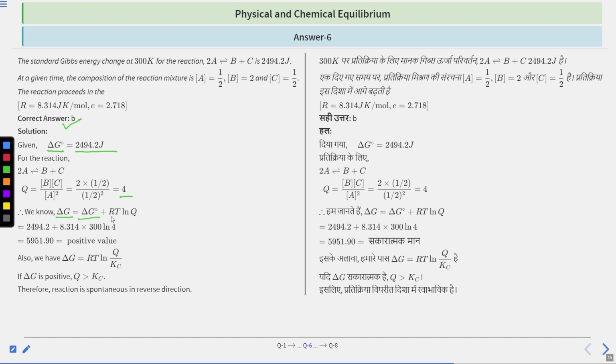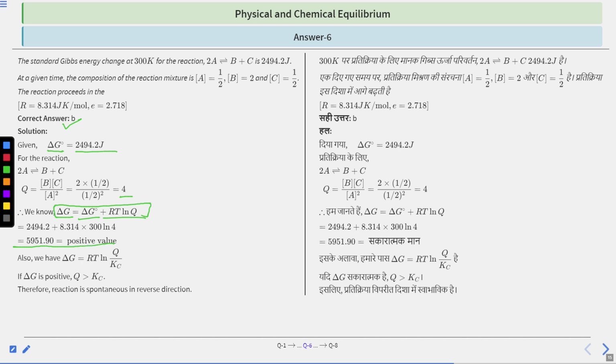equal to del G naught plus RT ln Q. We know this equation, right? So this is the equation of Gibbs free energy. Del G equals del G naught plus RT ln Q. We have Q, we have del G naught. We just put the values in this and solve it. We get a positive value.